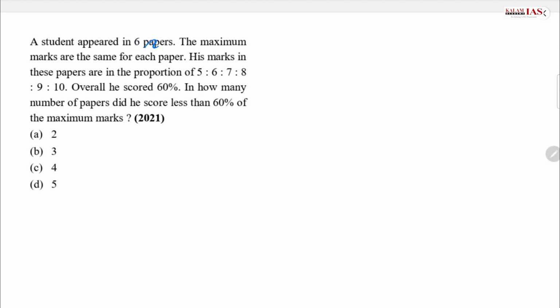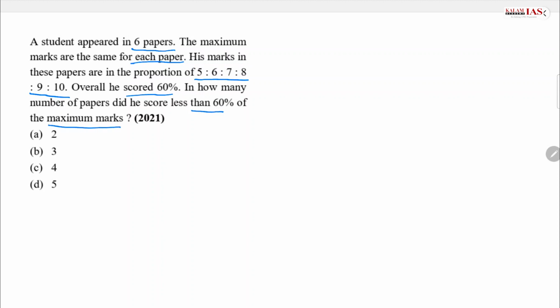A student appeared in 6 papers. The maximum marks are the same for each paper. His marks in these papers are in the proportion 5:6:7:8:9:10. Overall, he scored 60%. In how many papers did he score less than 60% of the maximum marks?